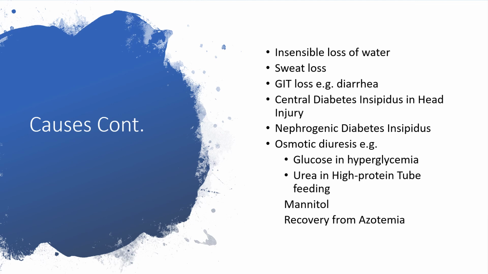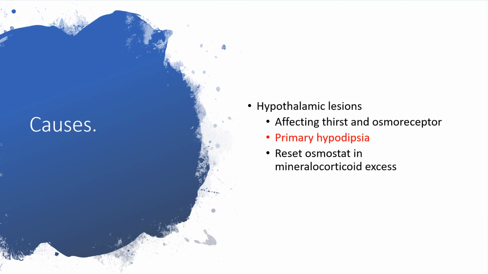Still on causes: insensible loss of water, sweat loss, GIT loss like diarrhea, central diabetes insipidus in head injury, nephrogenic diabetes insipidus, osmotic diuresis like in the case of the presence of glucose in hyperglycemia or urea in the presence of high protein tube feeding, and recovery from hypothermia.